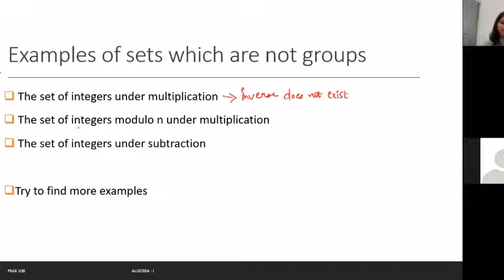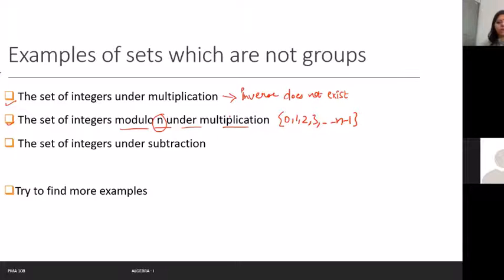Okay, so next example, we have the set of integers modulo n under multiplication. So what is the difference between this and this? This is not just the set of integers, but this is mod n. I explained the meaning of modulo n last time. I'm talking about the set 0, 1, 2, 3 up to n minus 1, because whenever you divide any integer by a given positive integer n, these are the only possible remainders you will have, 0 up to n minus 1.